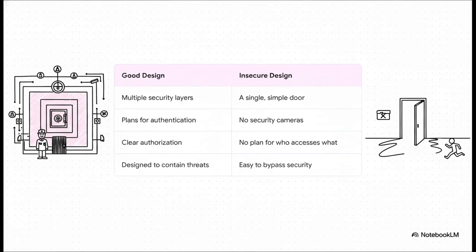A good blueprint has layers. You've got guards, a vault, ID checks. The insecure one, well, it's got a single front door. No cameras, no real plan for who can go where. And hey, once a thief is in, the whole place is theirs. This is the physical version of insecure design.